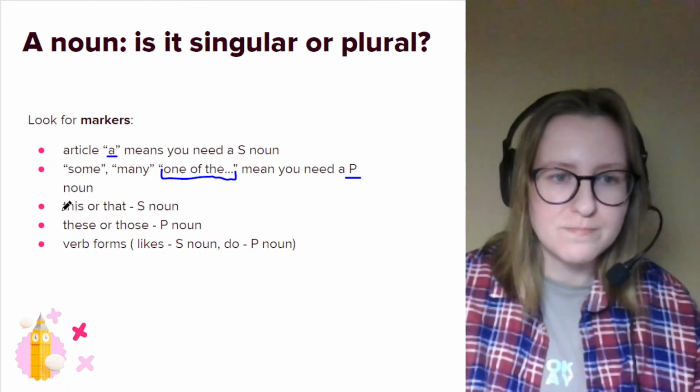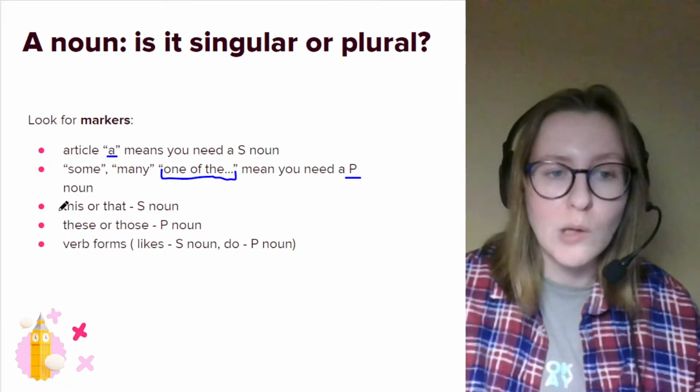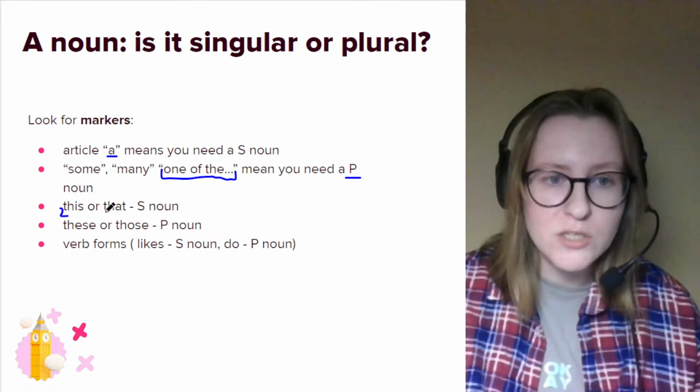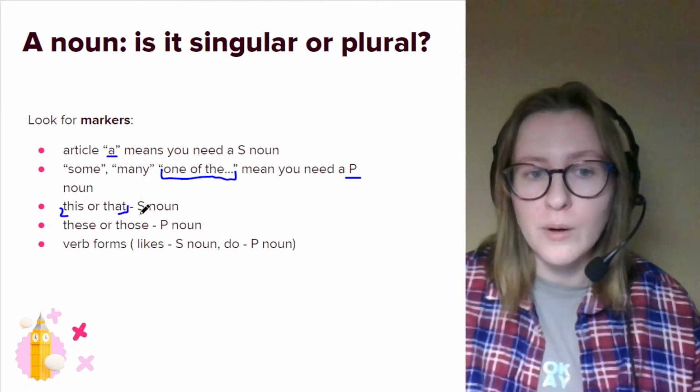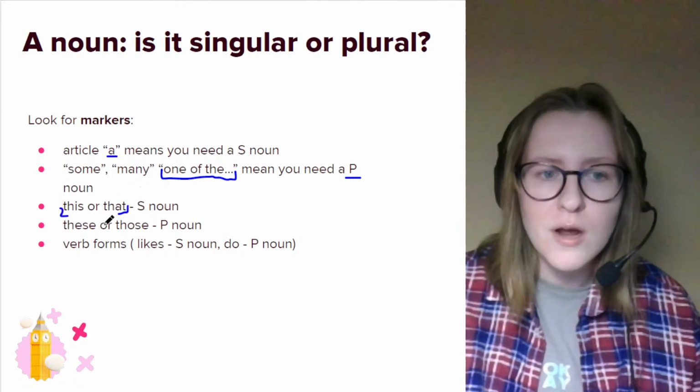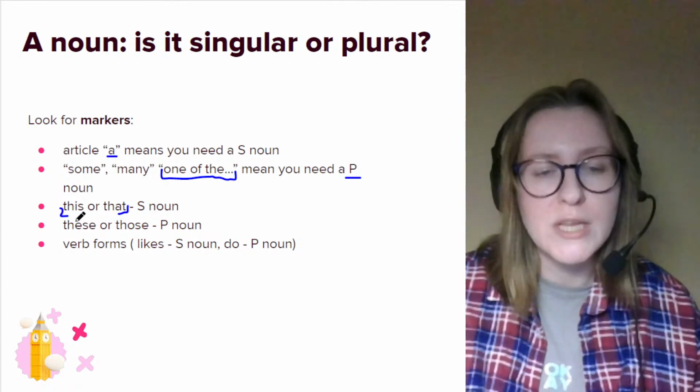Okay, next, demonstrative pronouns can help us a lot, right? So if we have this or that, we need a singular noun because those pronouns are singular. And after these or those, we need a plural noun.